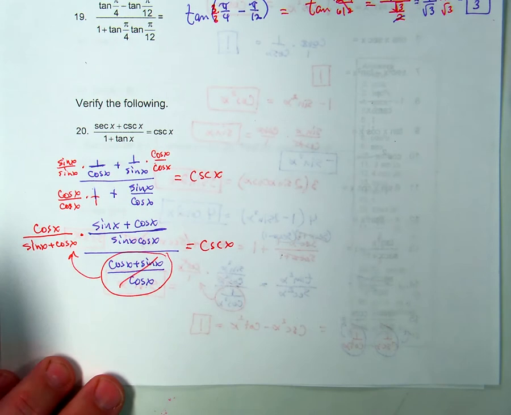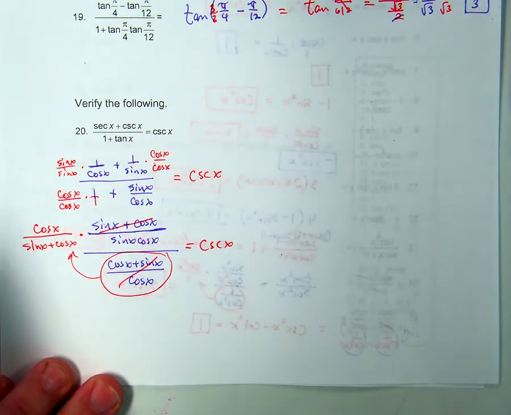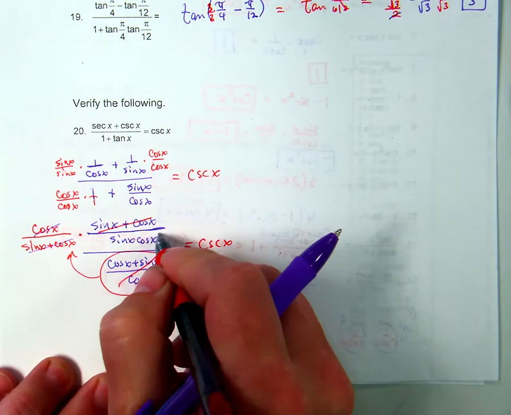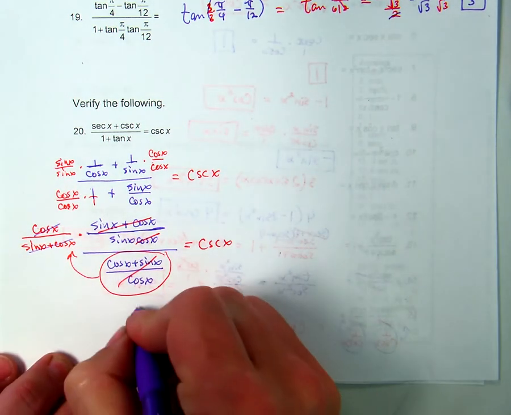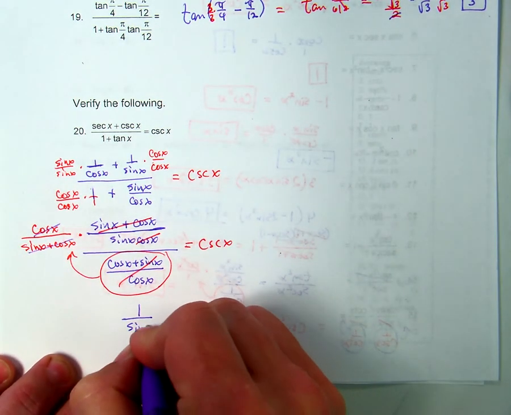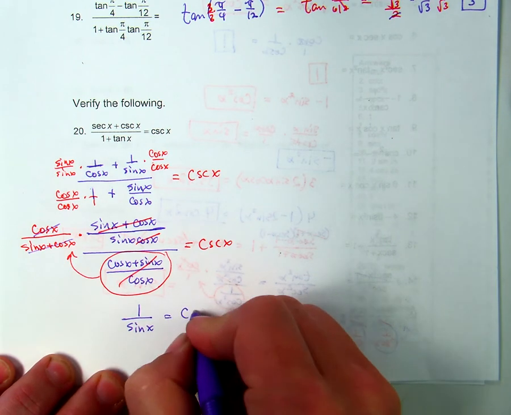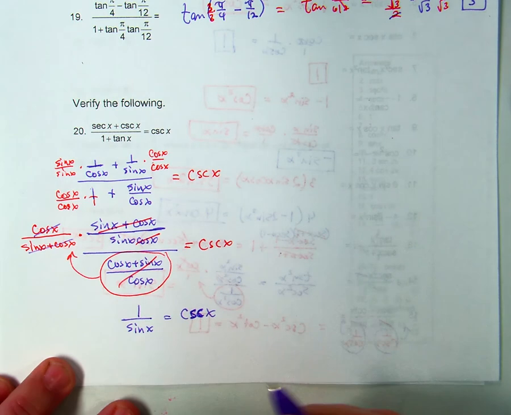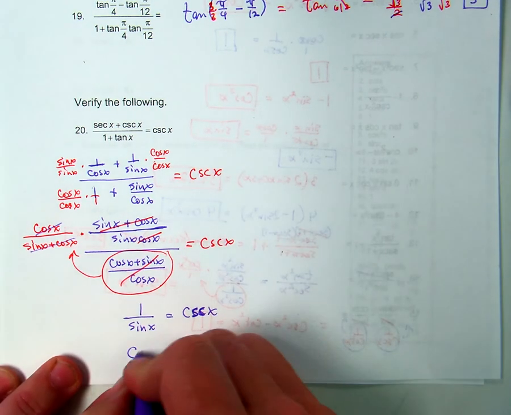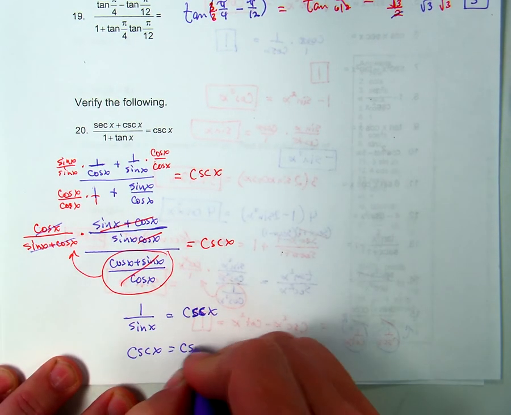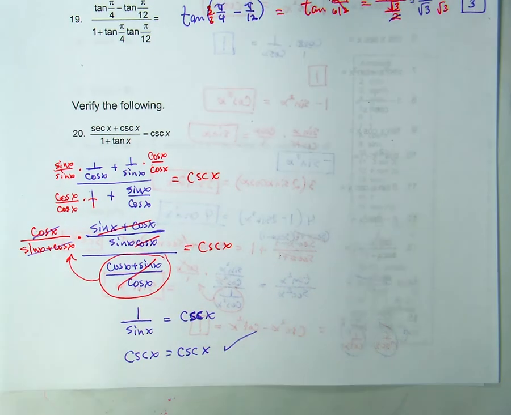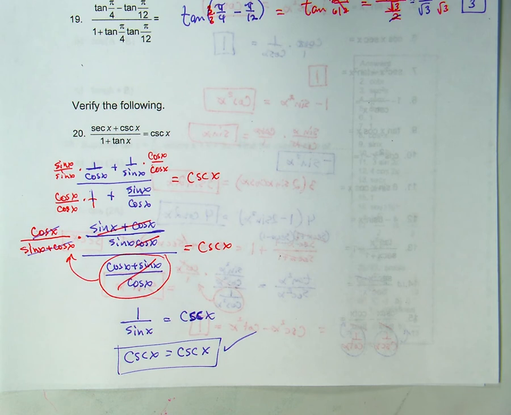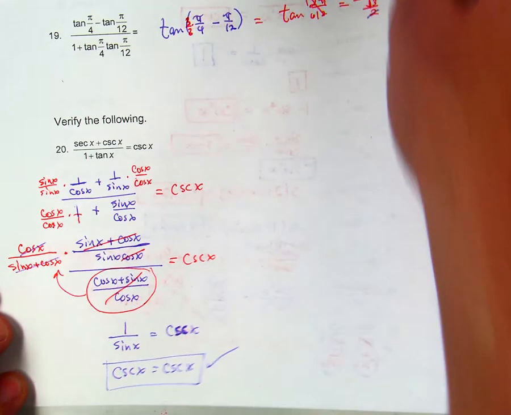And then at this point, we can see that this will cancel with that right there. One of our cosines right here will go away. And I have 1 over sine x left. It's supposed to equal cosecant. Whoops, let me write that correctly. Cosecant x. And that is exactly what it is. 1 over sine is cosecant. So we have verified that this is correct. Okay, that's number 20. Let's move on to 21.